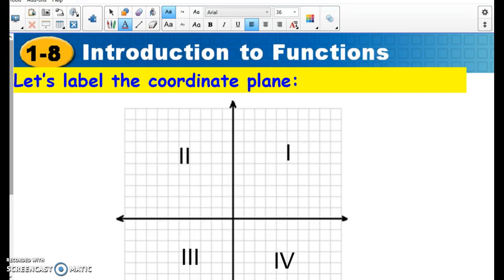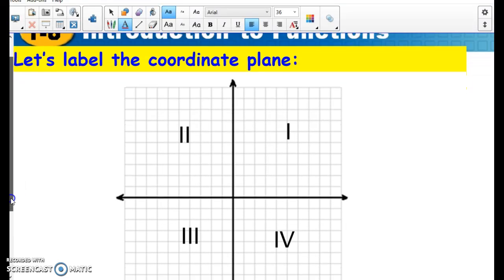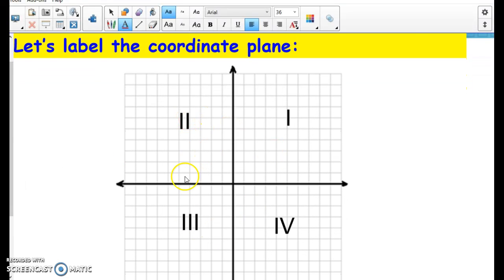The first thing we need to know is our coordinates on the plane. So this is our coordinate plane, so kind of just like a number line, except it's basically just two number lines. So it's a horizontal and a vertical number line. Same thing, left is negative, right is positive, up is positive, down is negative.